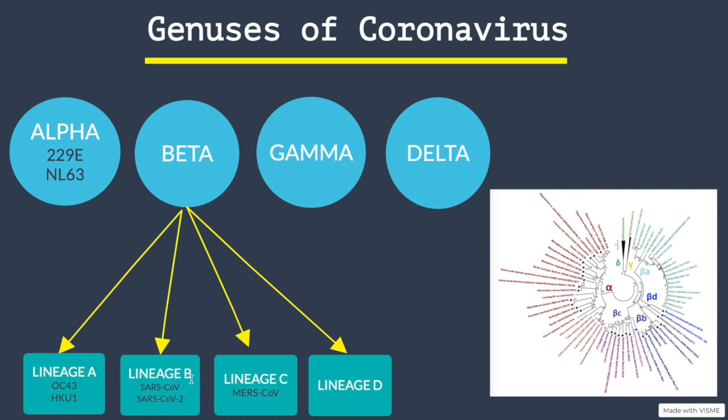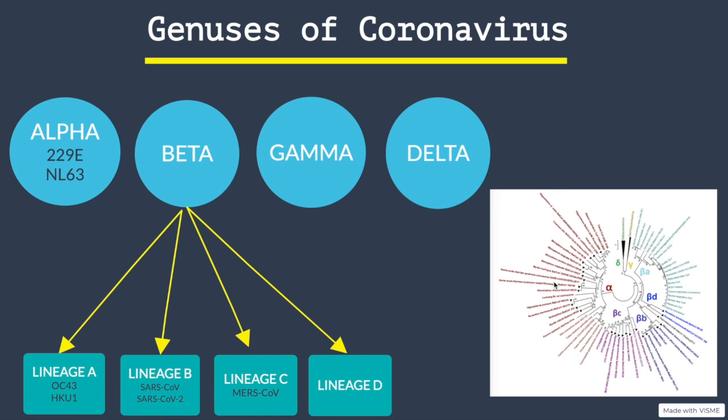And then in lineage B, you have the SARS coronavirus that caused the SARS outbreak in 2003. And then SARS coronavirus 2, which is the name of the coronavirus that is causing the current outbreak. In lineage C, you have MERS coronavirus, which caused the MERS outbreak in 2012.